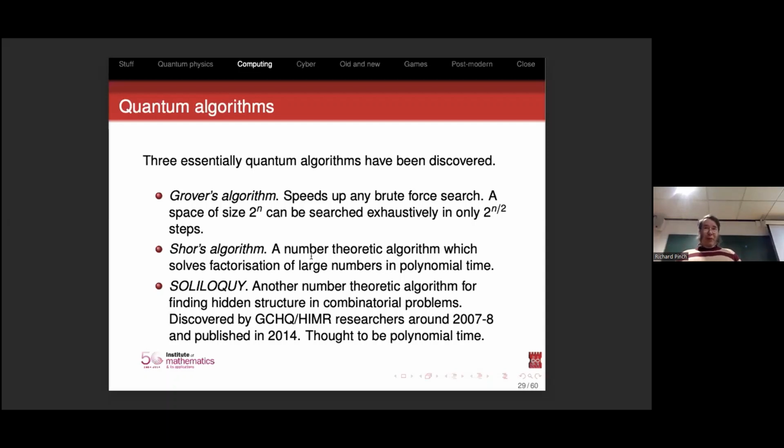What it allows you to do is search a space of size 2 to the n in time 2 to the n over 2, the square root of the search space. So it turns an exponential problem into an exponential problem with a smaller exponent. And that's really quite important.